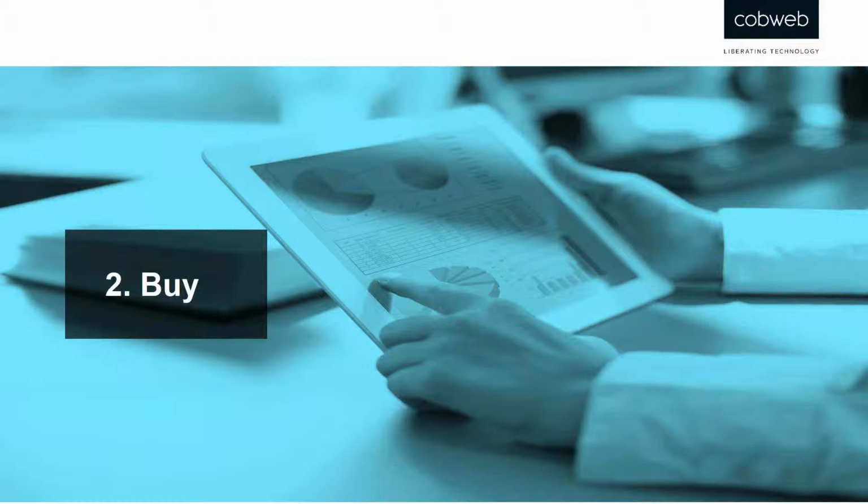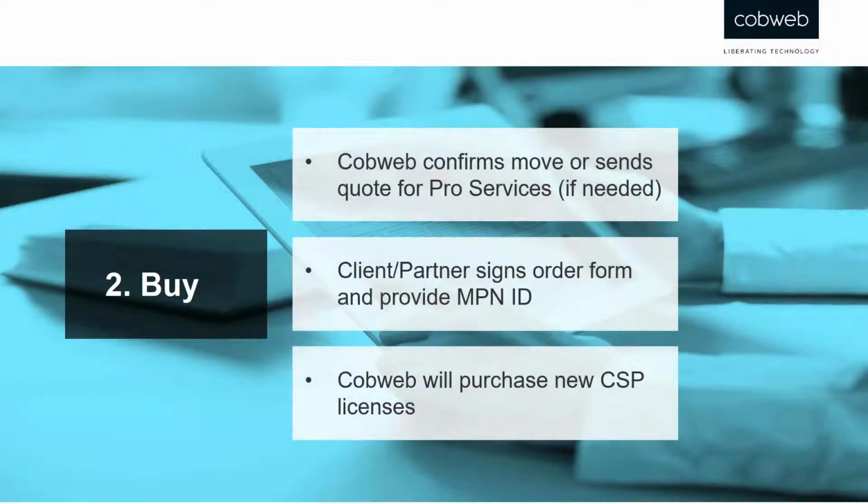Stage 2 is buy. So once we've confirmed whether or not the move is possible, we may at this stage need to advise you if some form of professional services or migration services are needed. If not, we'll send you an order form. We do need your Microsoft Partner Network ID for this.